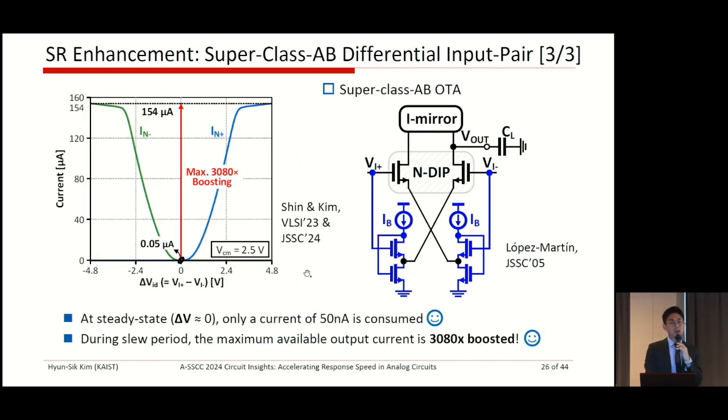Okay, this is a simulated result. In the steady state, the static power consumption is only 50 nanoamps. But when a very large input is applied, a voltage change of approximately over 3 volts, the maximum drivable current is boosted to 154 microamps. This boosting factor is over 3,000 times. The figure of merit is defined by the maximum drivable current over the IB current. The conventional design has an FOM close to unity, but this design can achieve an SR figure of merit close to 3,000. This is the big change.